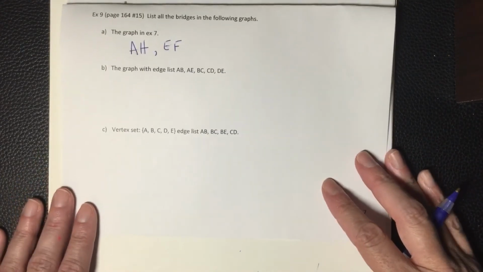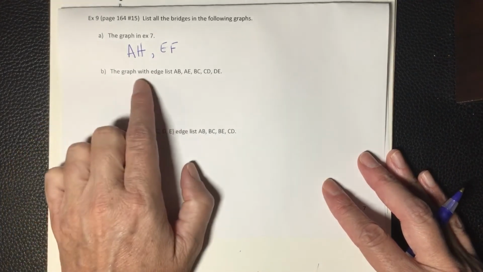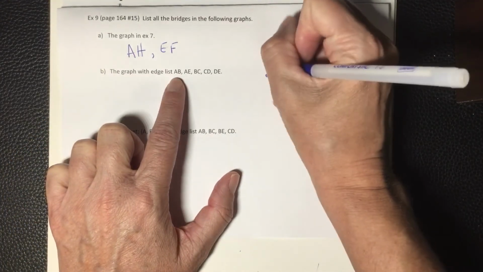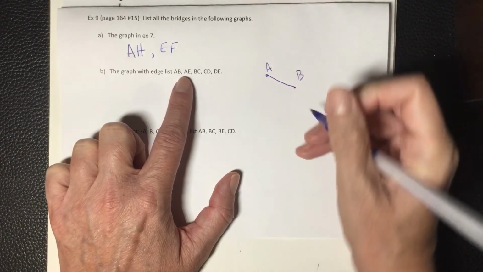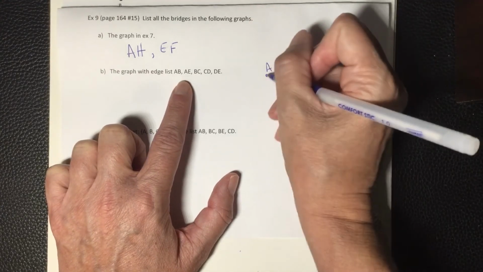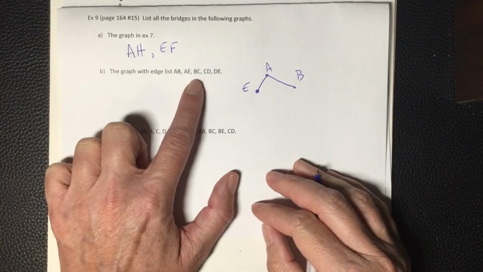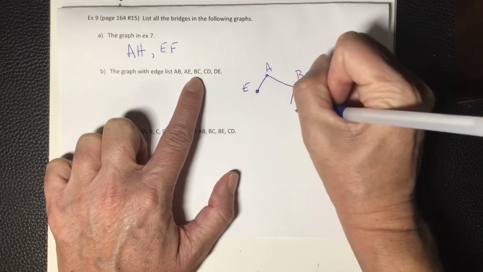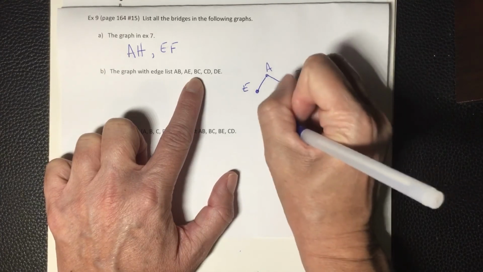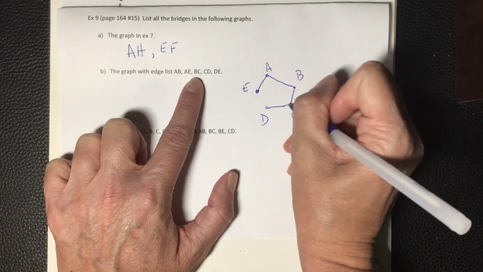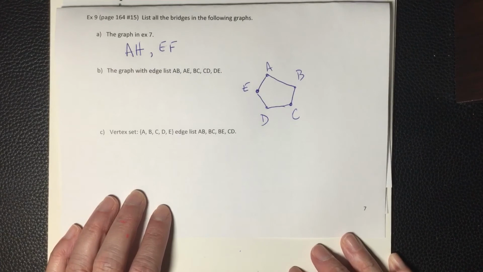Now for the last 2 examples, we're not given a picture, so we can go ahead and draw it. We've got a graph with edge list AB, so I know that A and B are connected. I can draw that. A and E are connected, so I'm going to just put E over here. B and C are connected, so I'll put C over here. C and D are connected, so I'll put CD here. And then D and E are connected. Alright, so that's my graph.